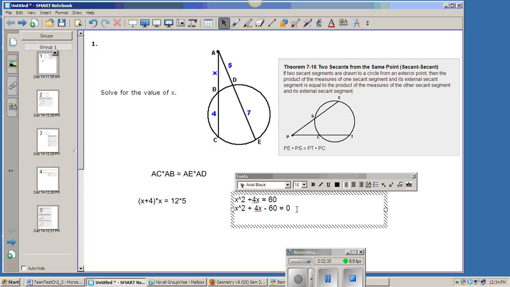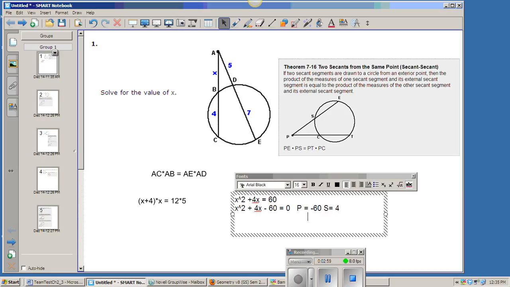So you could graph it and look for the x-intercepts. You could look at a table or chart. You could use the quadratic formula. There's tons of ways of doing it, but I know that my product has to be negative 60 and my sum has to be 4. And so I'm just going to look for numbers that when I multiply them together, I get negative 60, and when I add them together, I get 4.